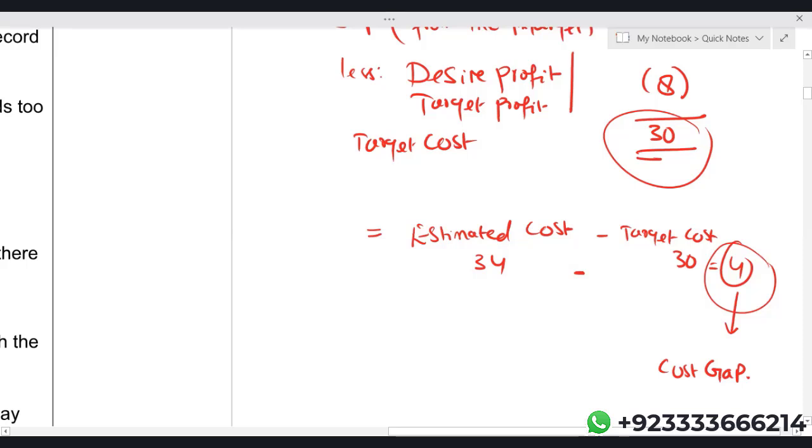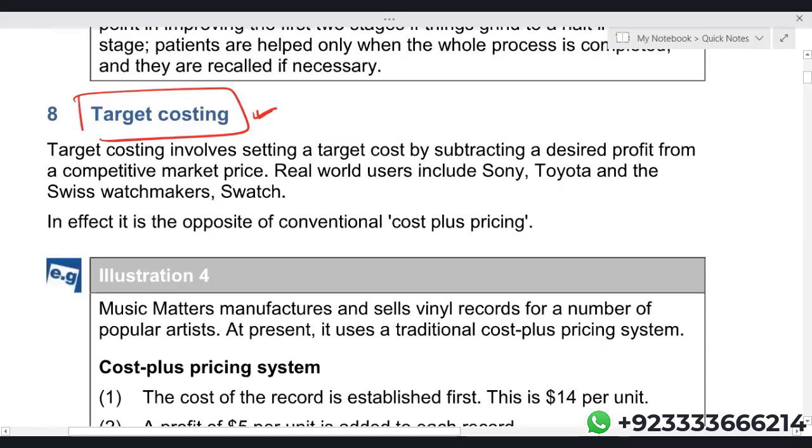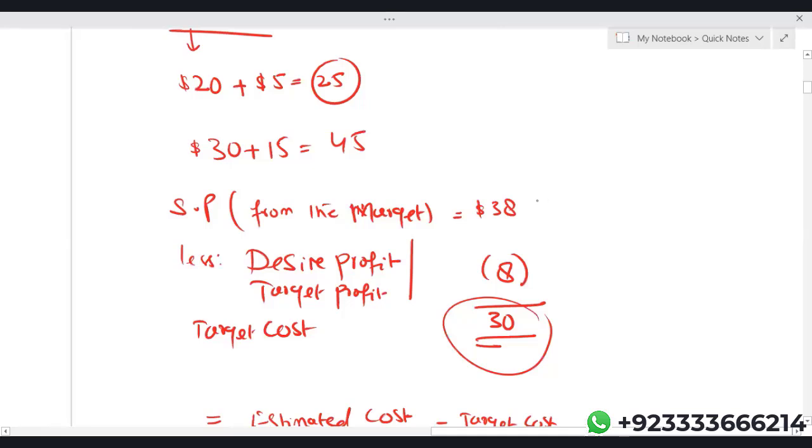So I hope I've given you a really good idea, and let me tell you one more thing. Target costing is applicable in a manufacturing environment as well as in the service industry. Now let us discuss this target costing in detail. Target costing involves setting a target cost by subtracting a desired profit from a competitive market price. I think we did the same thing. We have taken 38, let's say, from the market. Then we deducted the target profit to decide the target cost.